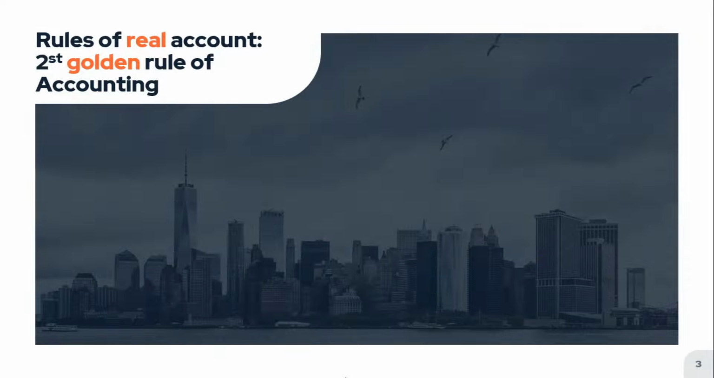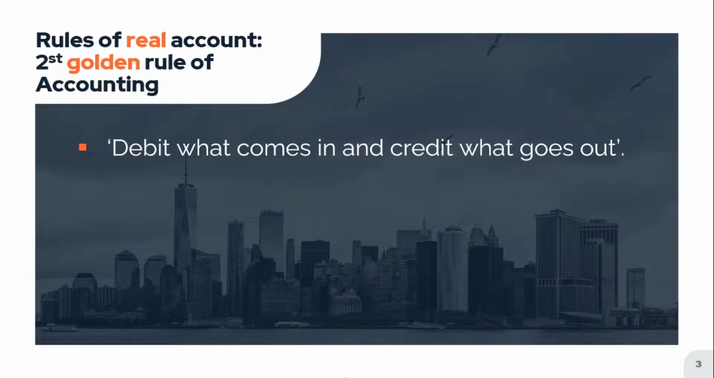The next rule is when you do a transaction with a real account, that is when you're dealing with assets and liabilities, or the asset account and the liability account. So whenever something comes into your business, you will debit the account, and whenever something goes out of your business, you will credit the account. That is, debit what comes in and credit what goes out. Let's understand this with an example.